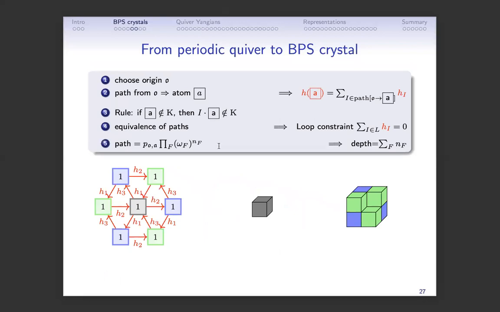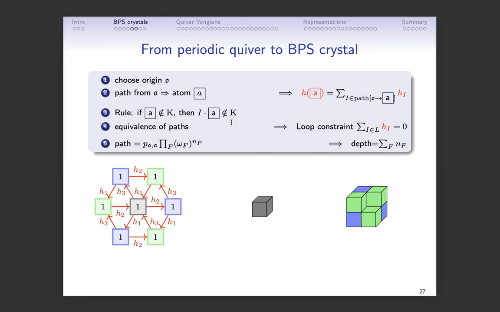So the final ingredient is the definition of the depth. To reach one particular atom, you can start from the origin and reach this atom by different paths. But you can also go along loops a few times. When you go along loops, you actually go deeper into your crystal. So that depth just corresponds to how deep you reach into the 2D crystal.